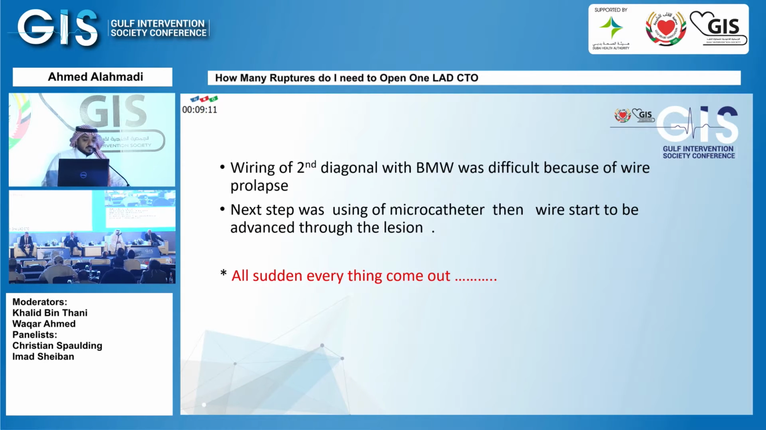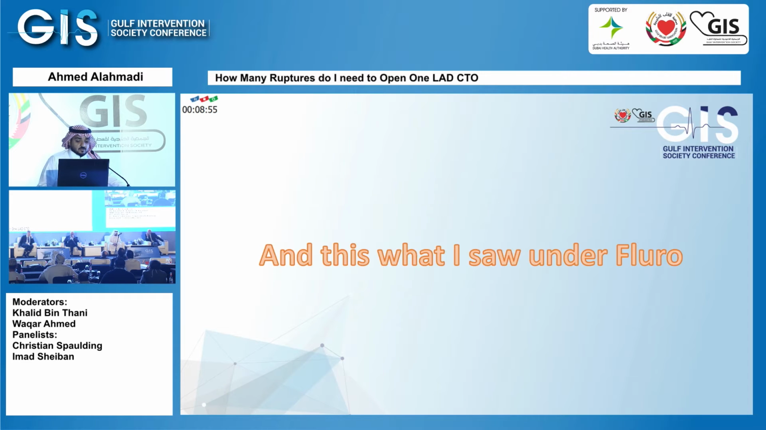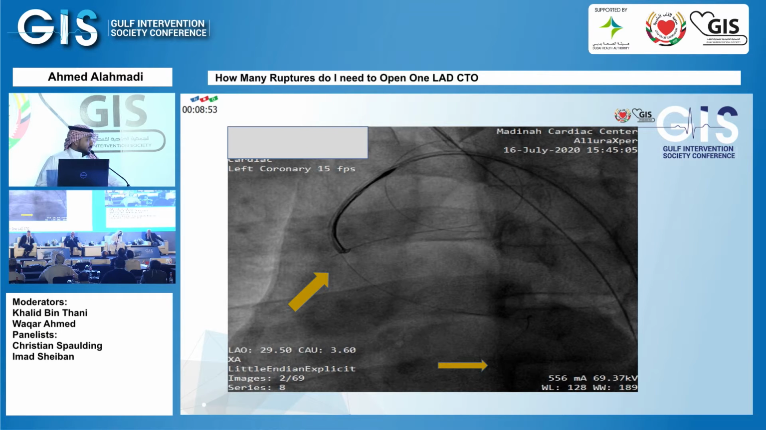Wiring the second diagonal with the BMW was difficult because of wire prolapse. The next step was using a microcatheter. Then the wire started to advance through the lesion. So all of a sudden, things came out. This is what I'm seeing under fluoro.